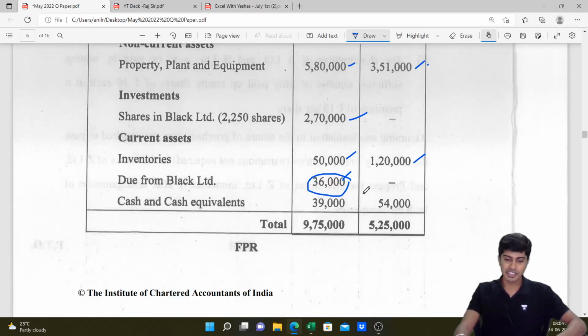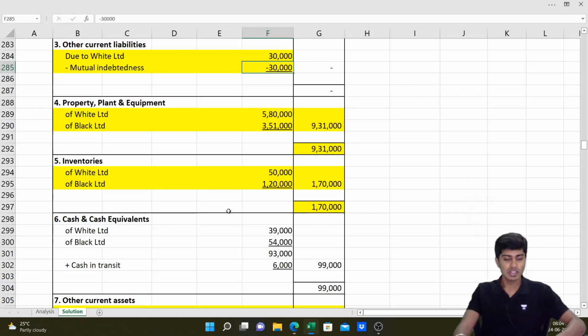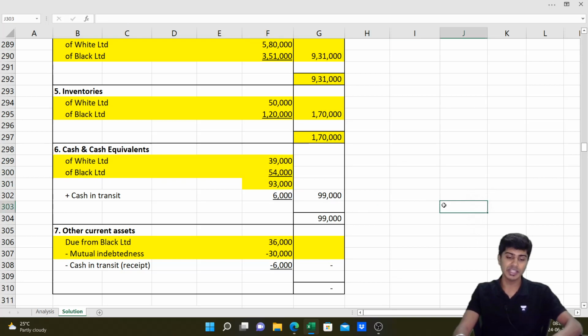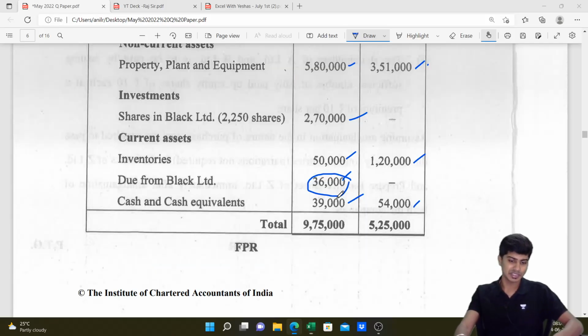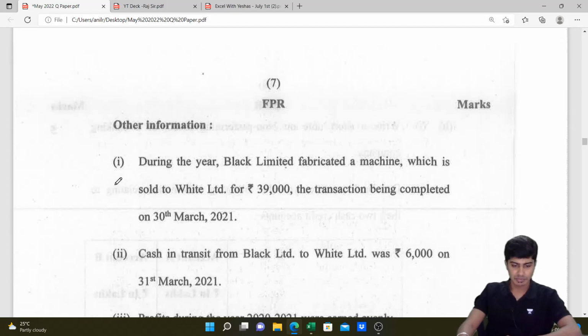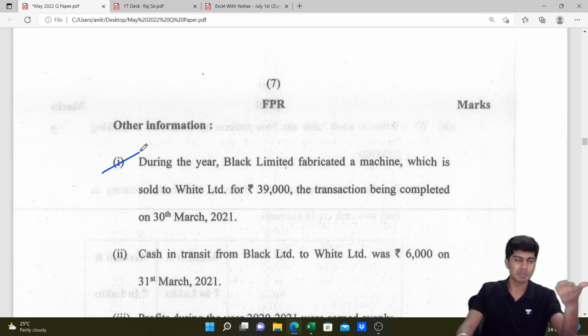Done. Then we have cash and cash equivalent 39 and 54. So I'll take that 39 and 54. I'll add them. It comes to 93. There is some cash in transit adjustment. So after we adjust that, we'll identify the closing balance and then post. Done. So coming down to adjustments during the year. 39,000 which is sold to private limited, 39,000 has been completed. Okay, so this is just for the mutual indebtedness paper point.